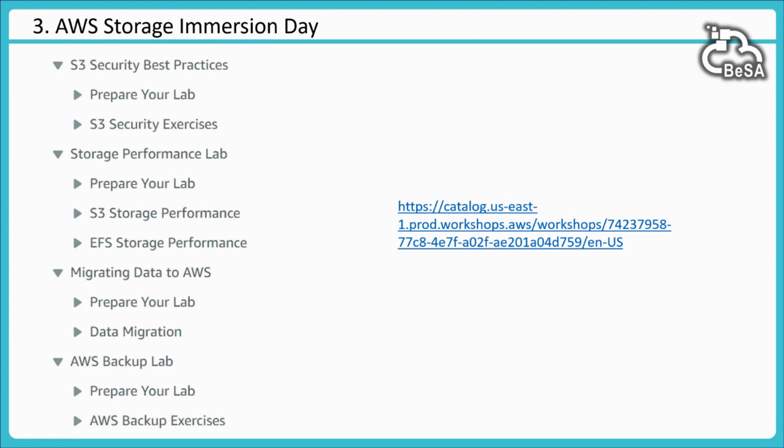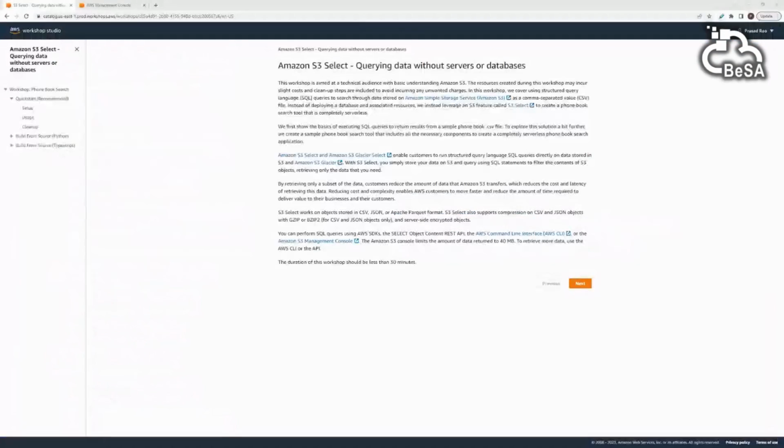Cool. So let's get into the workshop bits. We'll start with the first one, which I said is Amazon S3 Select, querying data without servers or databases. The deck will be shared and it has the links, but if anyone wants to do it right now, let me paste this link in the chat window right away, so that you can follow along. Just one sec. Yeah, here it is.